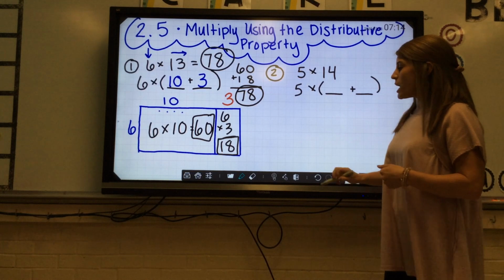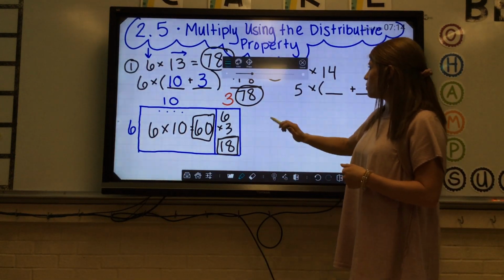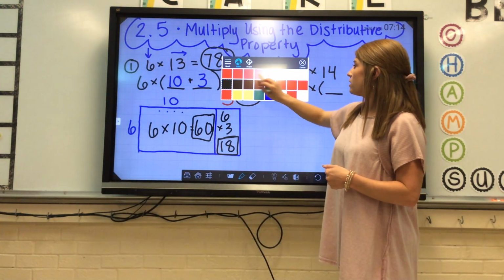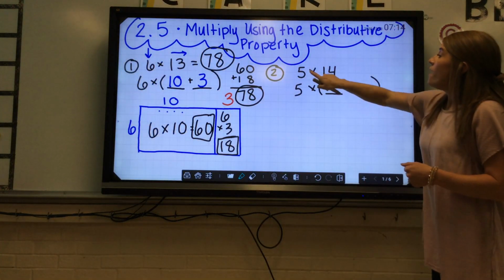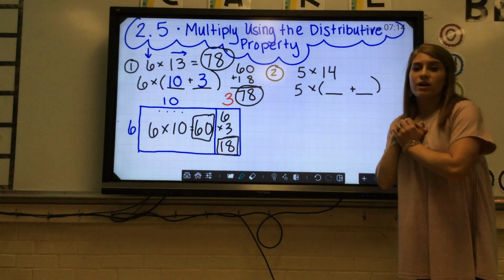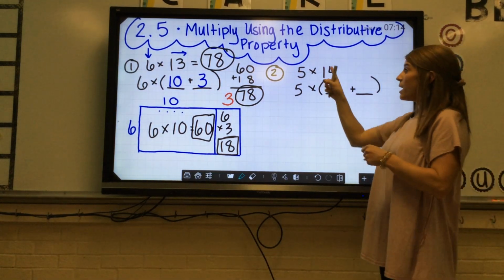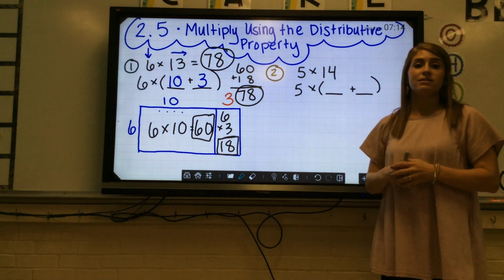Alrighty, let's try one more. Change my pen color. Let's go with that color. It's kind of a rosy color. 5 times 14. Okay, same process. How can I break this 14 up into tens and ones?